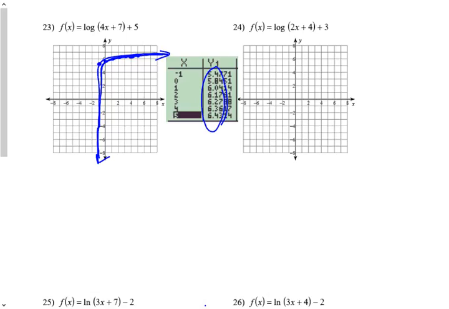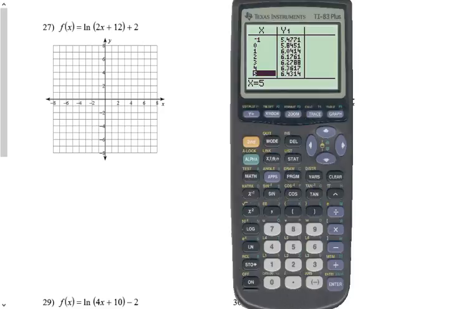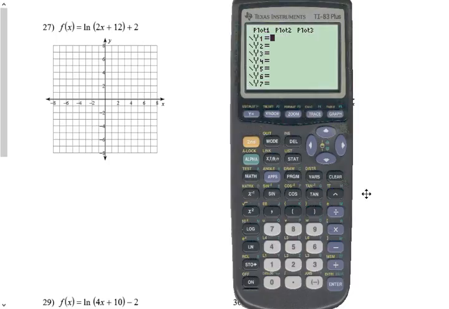Now, as we move forward, you will also see problems like 27 here. This is also a log function. It's still a logarithm. It's actually a special logarithm called the natural log. Now, for our purposes, it's going to act a lot like a log. You just need to realize that the button for natural log is right here. And then we'll do the exact same process.